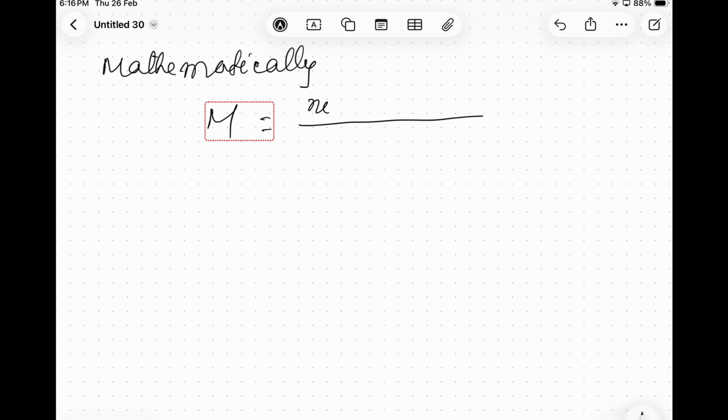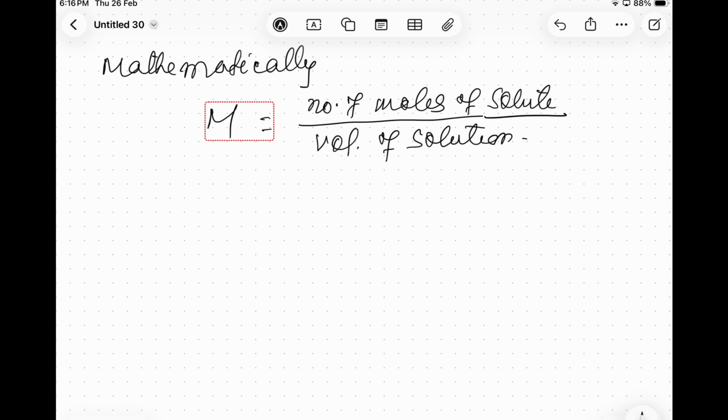Mathematically, capital M, that is molarity, is equal to number of moles of solute by volume of solution in liter. The unit of molarity is mole per liter.